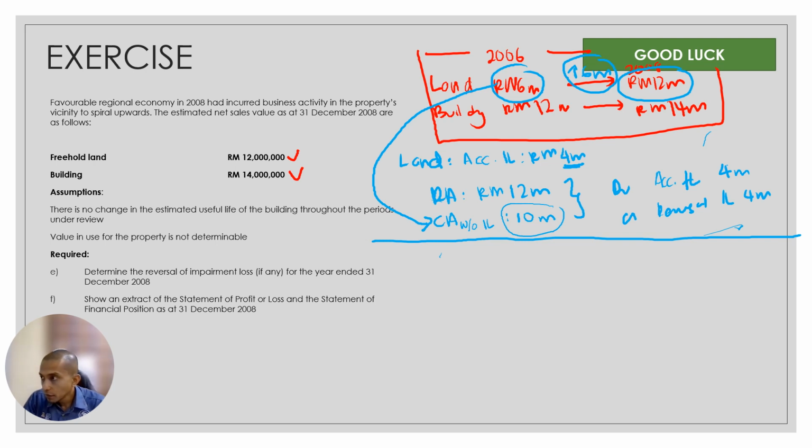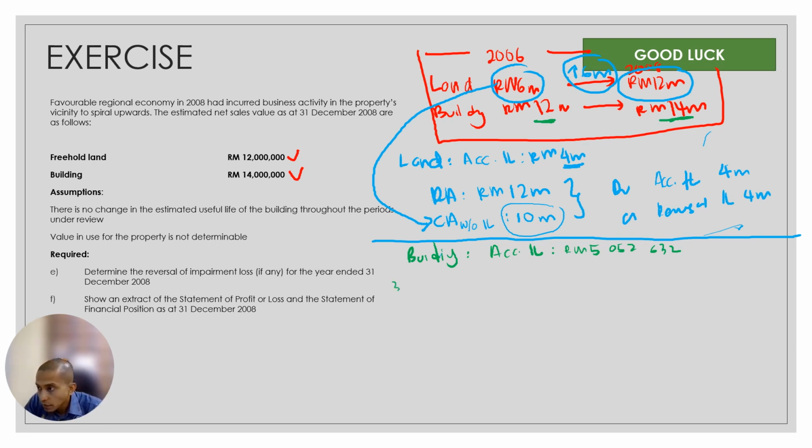Again, building from 12 million increases to 14 million, right? For building, we know that our accumulated impairment loss, when I record here, is equal to how much? 5 million, right? So accumulated impairment loss is equal to RM 5 million and 52,632. For building it is different because we have to do the depreciation.